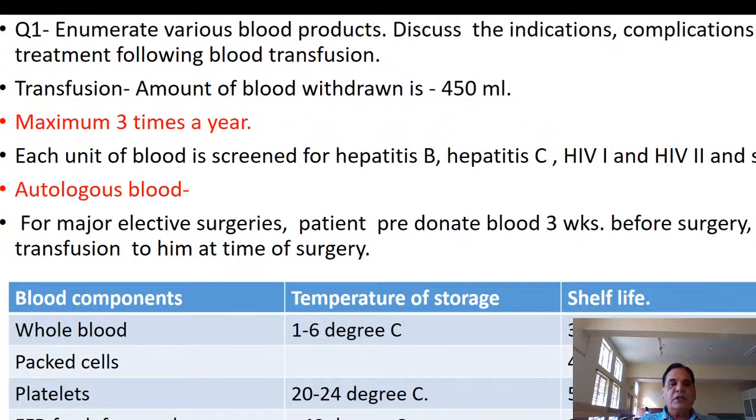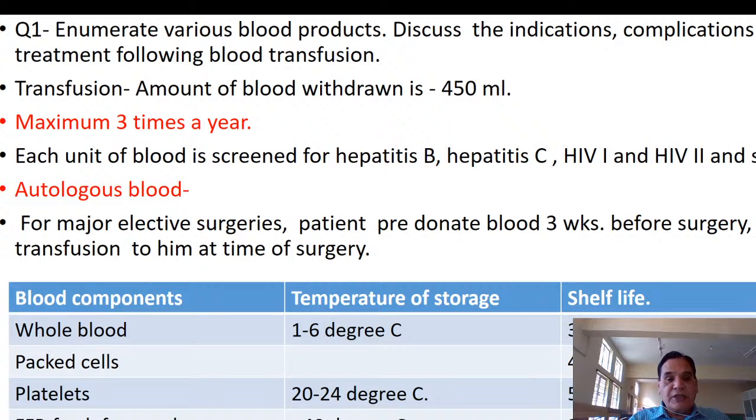We'll consider what we actually mean by blood products. We have to discuss their indications, complications, and the treatment following a blood transfusion reaction. What actually happens after the blood transfusion and what you are supposed to do. In short, what is transfusion? First, the amount of blood withdrawn is 450 ml. One can donate blood 3 times a year. Every unit of blood is screened for malaria, hepatitis B, hepatitis C, HIV 1 and 2, and syphilis.